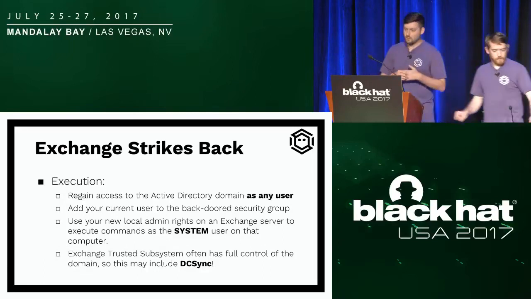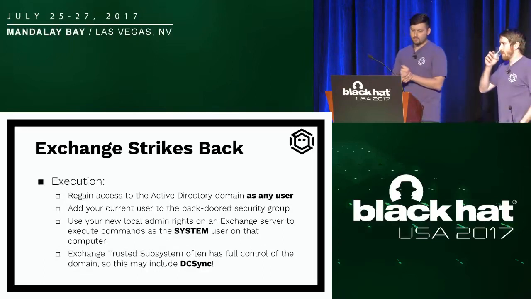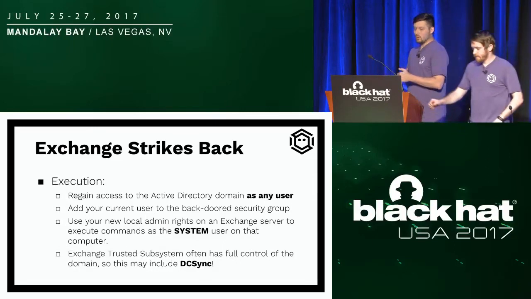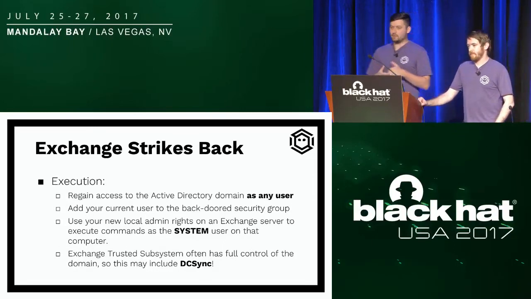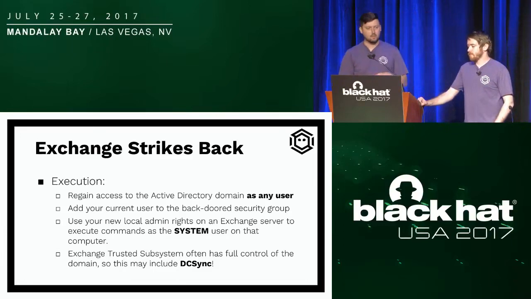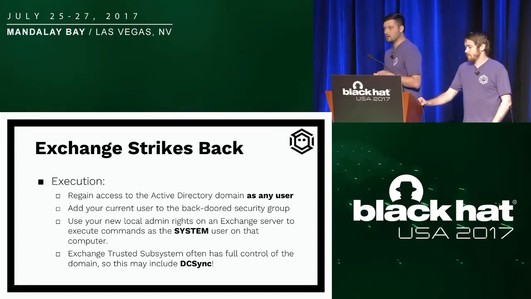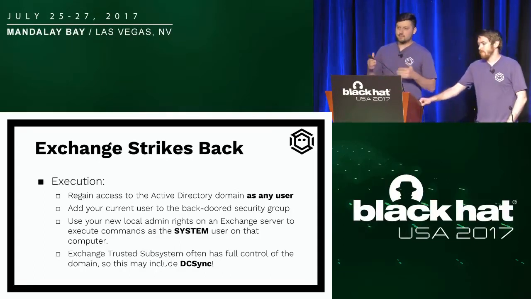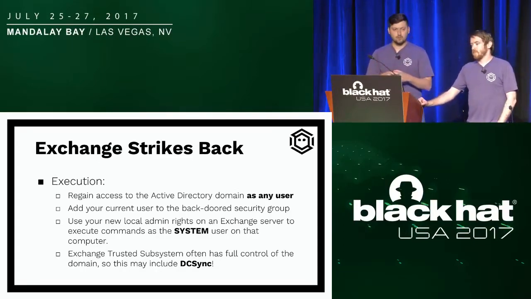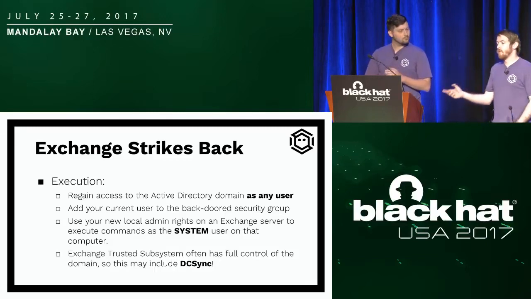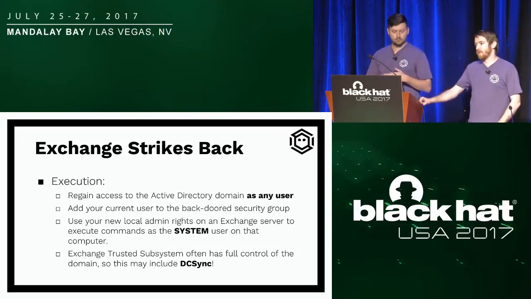So how do we execute this? First of all, we're going to regain access to Active Directory. We can do this as any user. We're going to add ourselves to that backdoored security group. Then we're going to use our newfound local admin rights on that Exchange server to execute commands as the system user on that computer, which when you do that, you have the same privileges that the computer object in Active Directory has. So for any network traffic, when you're running as system, it's going to use the computer account for the actual LDAP traffic. Exactly.